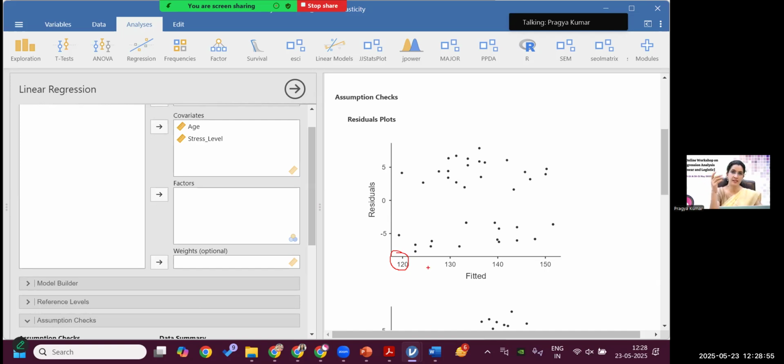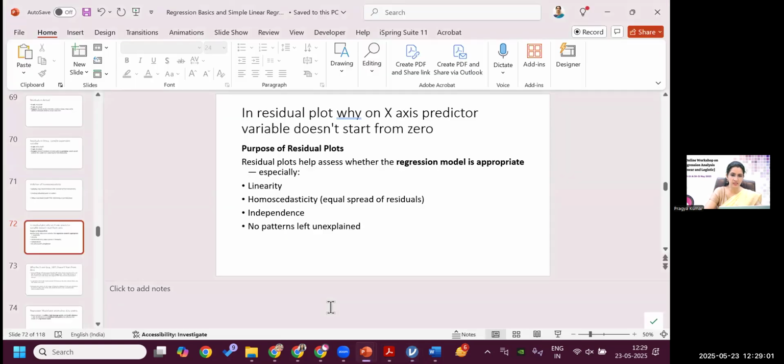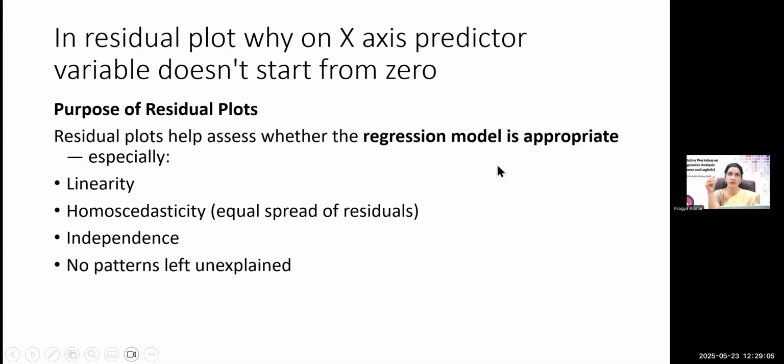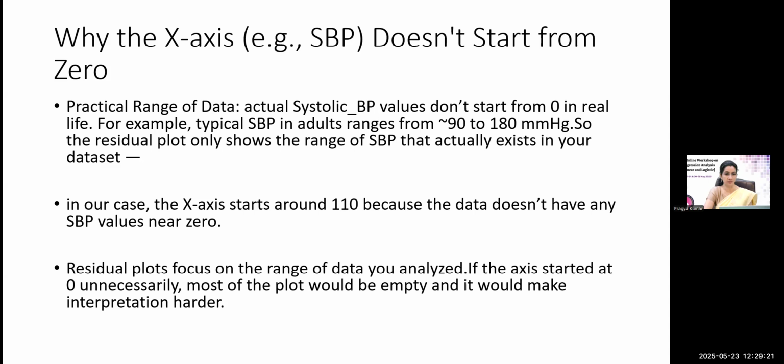So that's why it doesn't start from 0. I think this was one question a few participants asked in our previous workshops: in the residual plot, why does the x-axis, or the predictor variable, not start from 0? Because here you check whatever the data points are. In your linear regression model, it takes those data points.